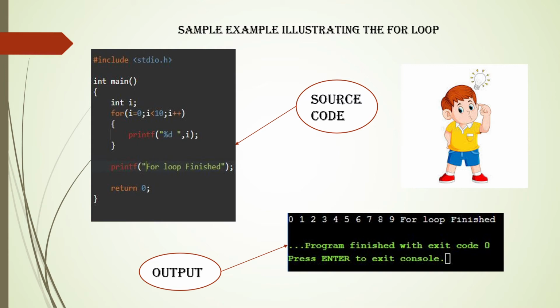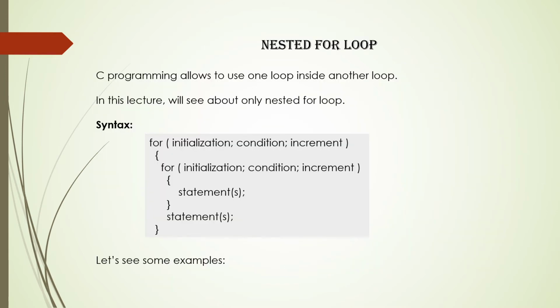So here we have finished with the iteration statement. Now comes the nested for loop, that is loop inside loop. C programming allows us to use a loop inside another loop. It can be done with all the three loops which we have studied, that is while, do while and for. But in this lecture we will see only the nested for loop.